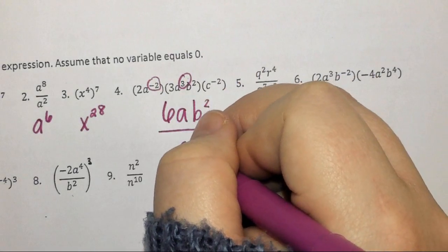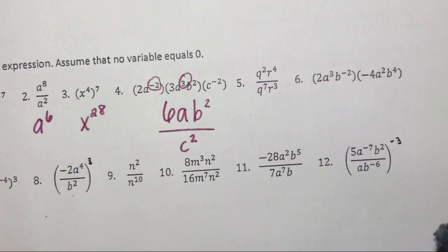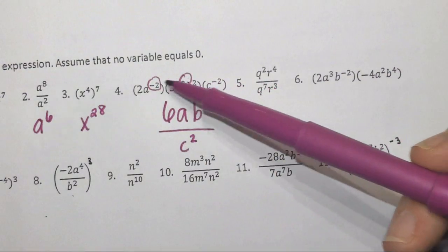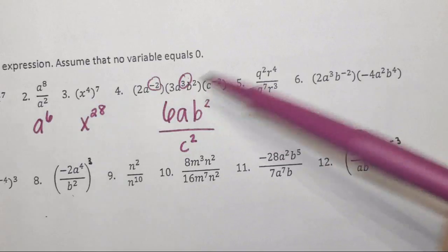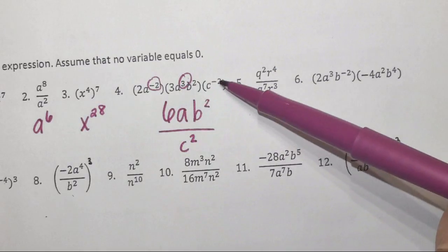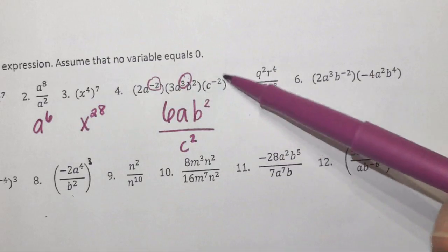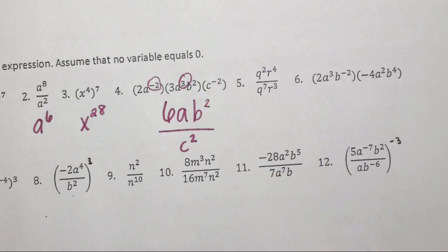Okay, so 4 and 5 can have a point. So I added 3 minus 2, got a to the 1, just didn't write the 1. B to the 2 left alone. C to the negative 2, I punished him because he was negative and I sent him to the denominator. Are there any questions about number 4? Okay, number 5.